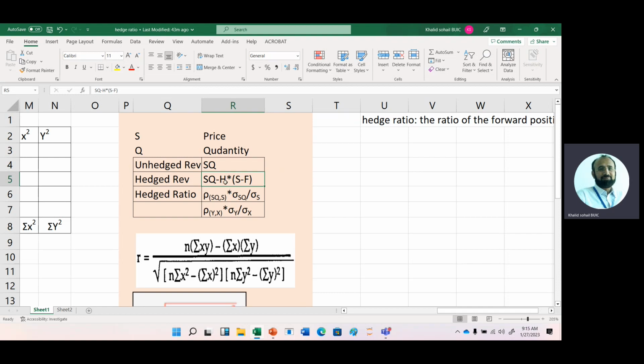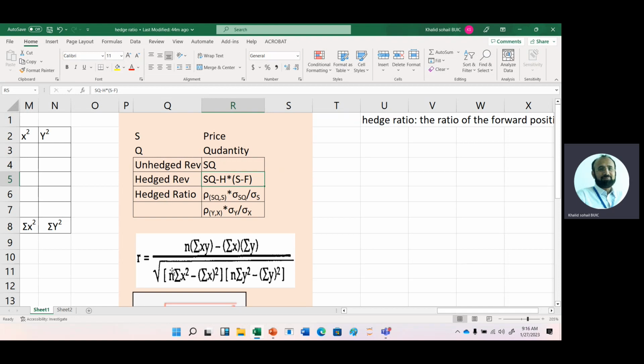Now, what is hedge ratio and how is it calculated? Hedge ratio is basically the correlation between SQ and S multiplied by standard deviation of SQ divided by standard deviation of S. And I have already explained what SQ is. SQ is basically unhedged revenue, while S is price and Q is quantity. And in Excel, it is very easy to get this hedge ratio. But most of the time in exams or quizzes, we will have to do the calculation manually. So as in hedge ratio, we need correlation as well as standard deviation.